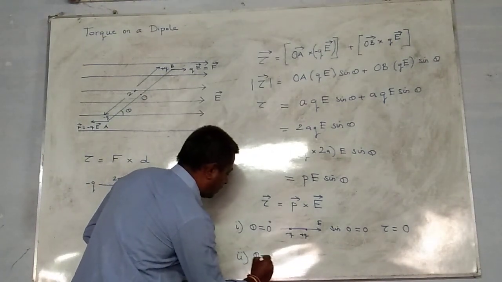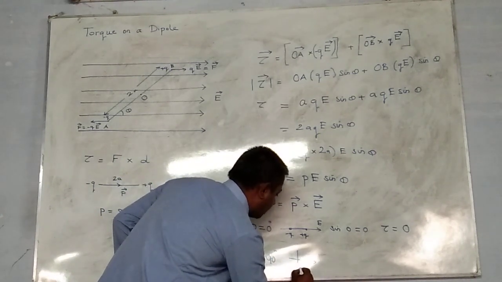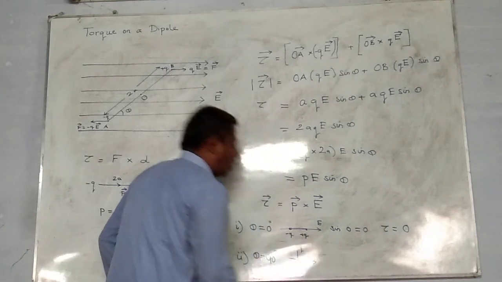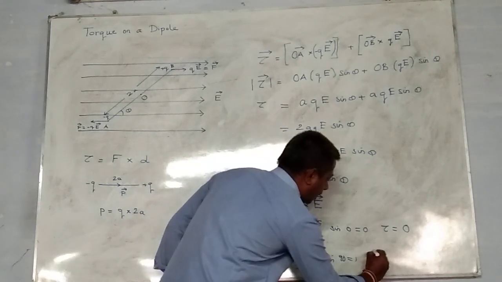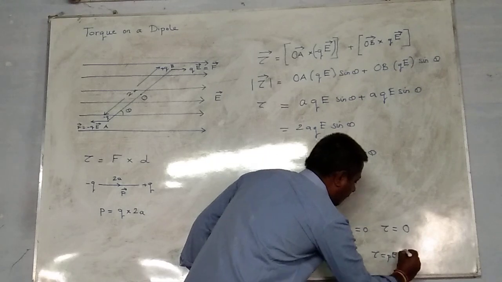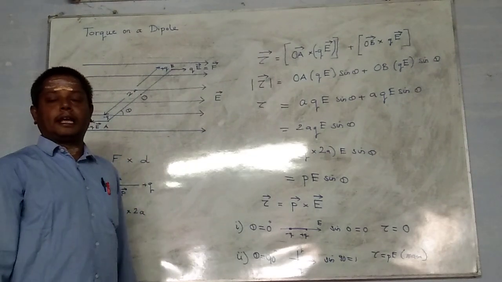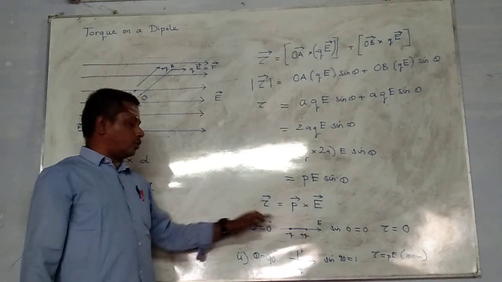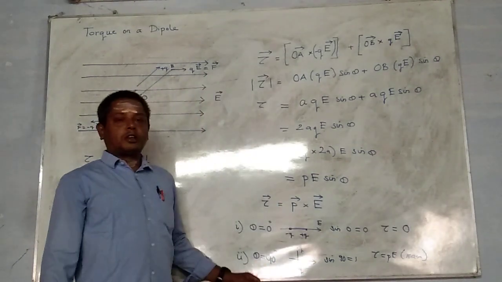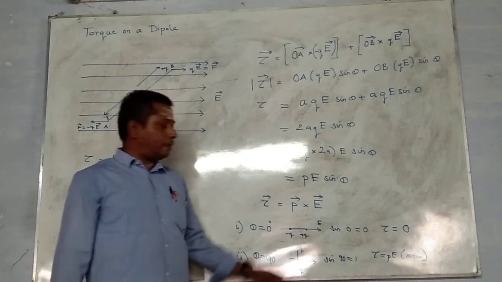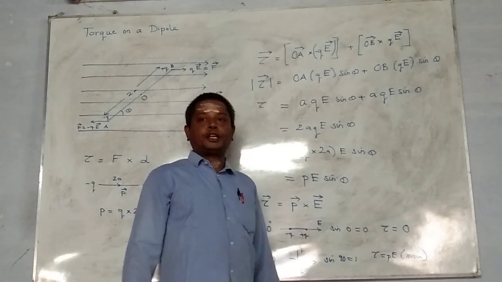What is the second point? Theta is equal to 90 degrees. The dipole is perpendicular to the direction of the electric field. Then sin 90 is equal to 1, so torque is equal to PE. This is the maximum value of torque experienced by an electric dipole. Theta equal to 0 or 180 degrees, torque is equal to 0. Theta equal to 90 degrees, the maximum torque experienced by an electric dipole is equal to P into E.